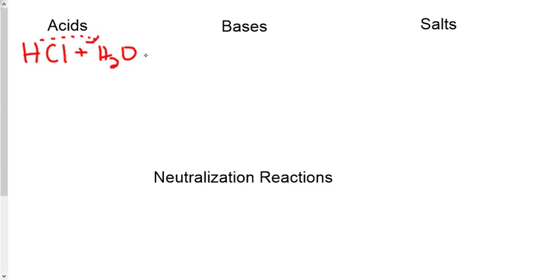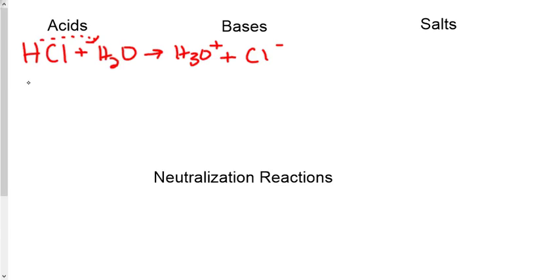And the reaction for this is going to make H3O positive plus what's left over, just a chloride ion, so Cl minus. So all we do is show the hydrogen giving it over to the water, making H3O positive and Cl minus. So that's what acids do.